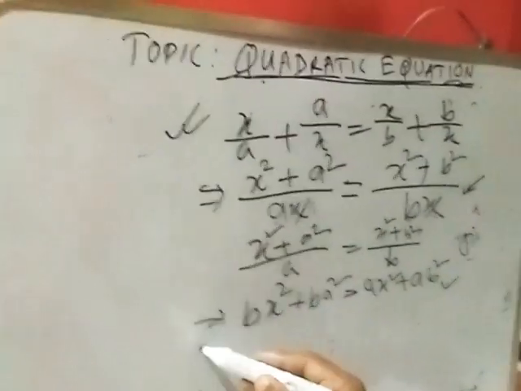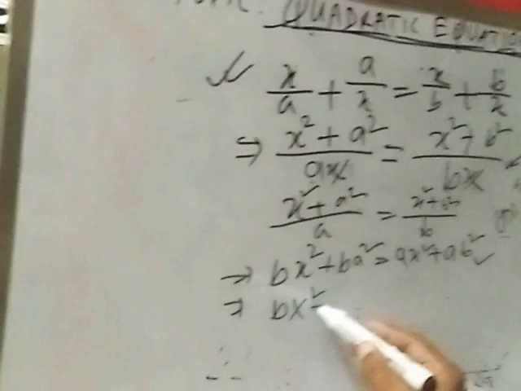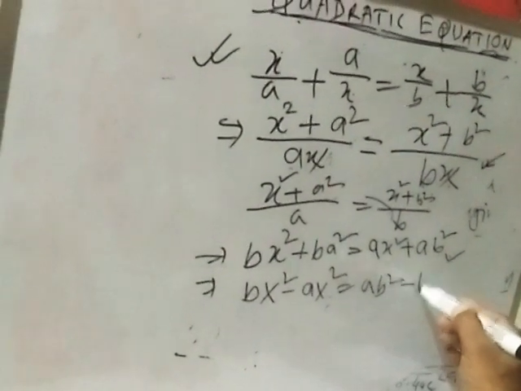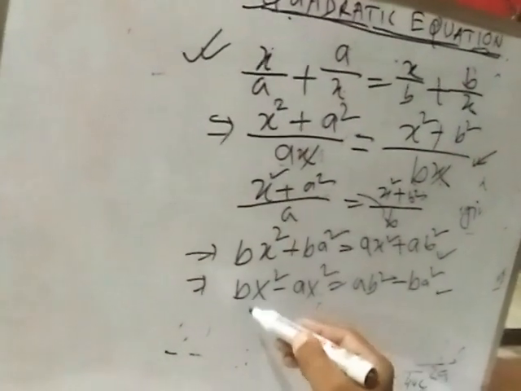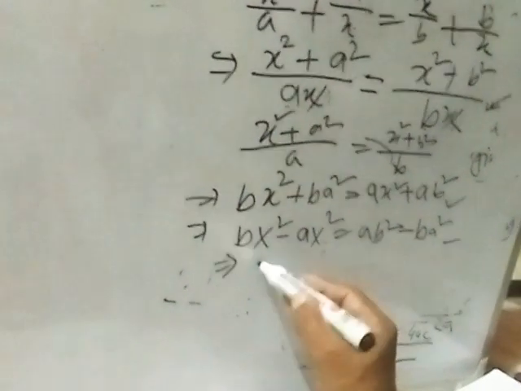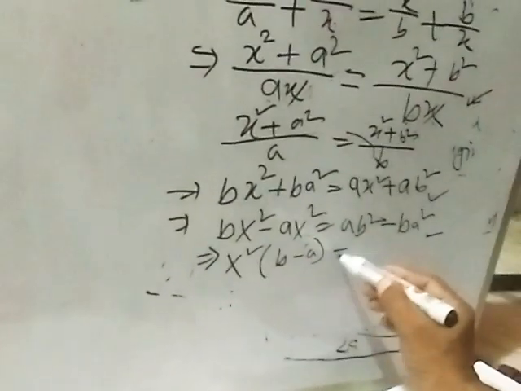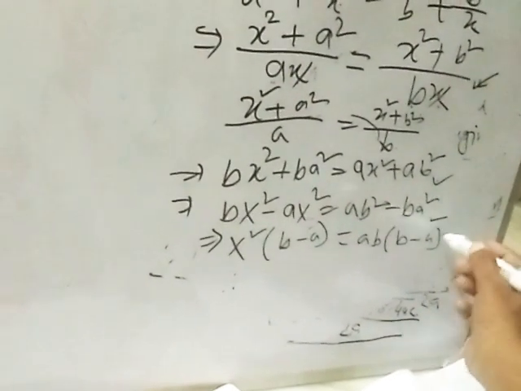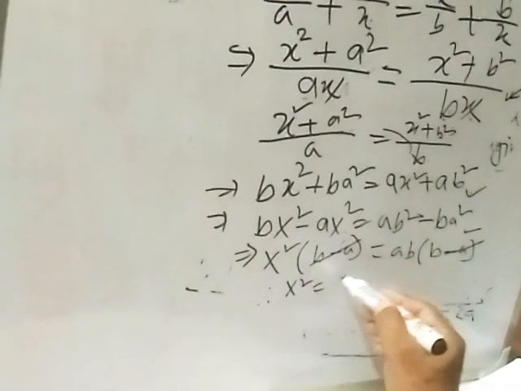Very good. Next, bx square, here is ax square. Take this side, so sign negative, equals ab square, then plus a square b coming out this side. Clear this line? Okay, very good. Take common here, x square common, so b minus a. Here is ab common, b minus a. Am I right? Okay, b minus a cancel. So you have x square equal to ab.